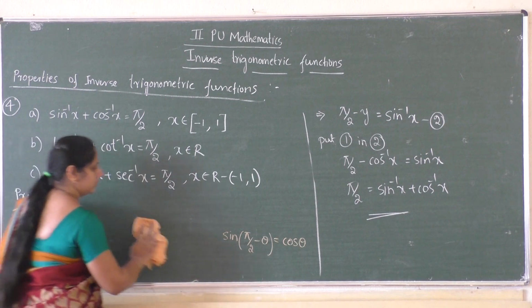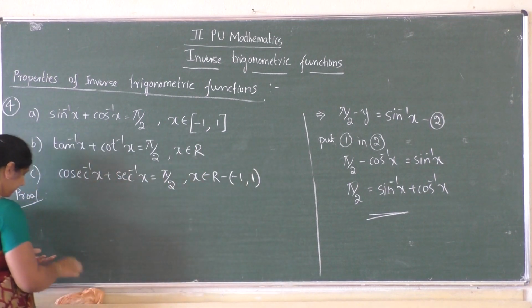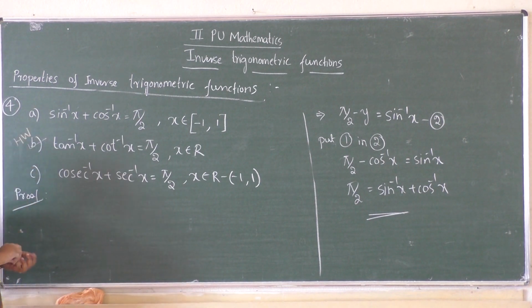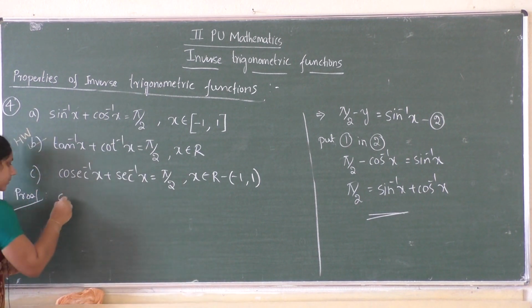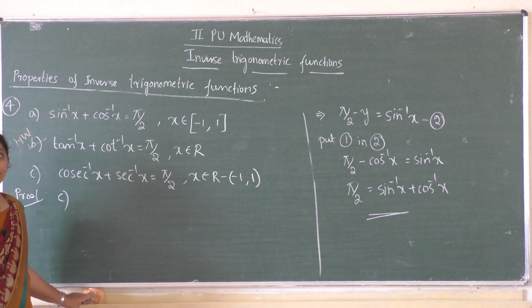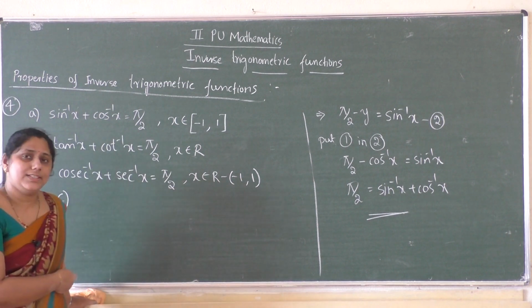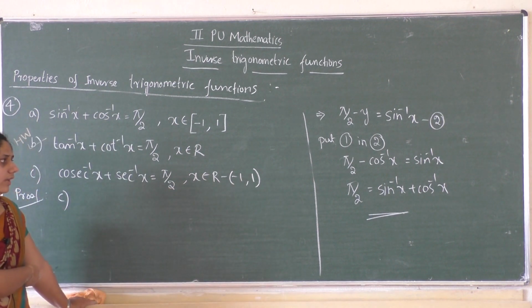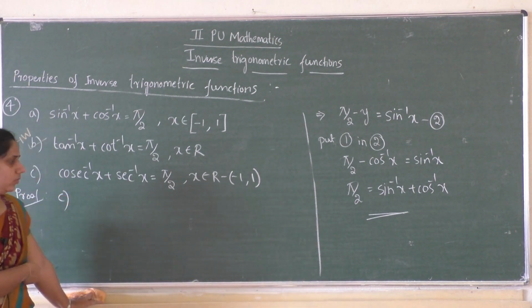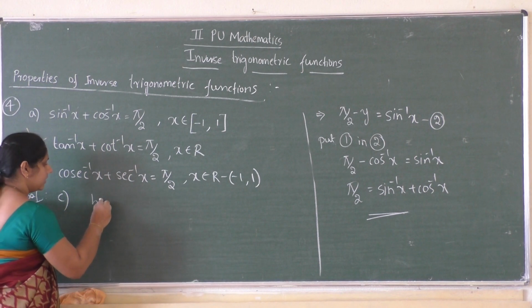Now we will prove another one. So this one is homework, second one. Now we will prove the third one. So what we have to prove? Cosec inverse x plus sec inverse x equal to pi by 2, where x belongs to R minus the open interval minus 1 to 1. Same procedure.